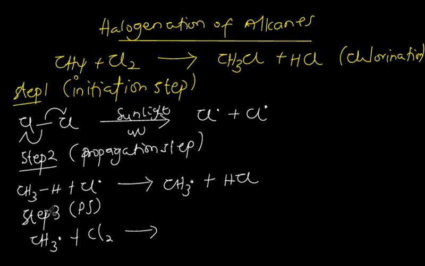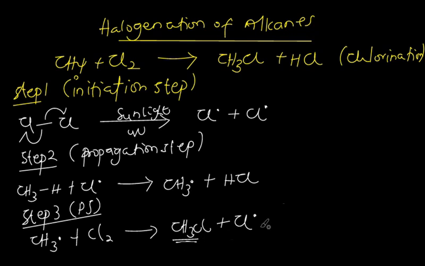So the methyl radical now attacks another chlorine molecule in the solution to form what? CH3Cl. The methyl radical picks one chlorine and gives the electron to the second chlorine in the solution. So we now have a chlorine radical being produced again. So up to over here, this is where we get what?